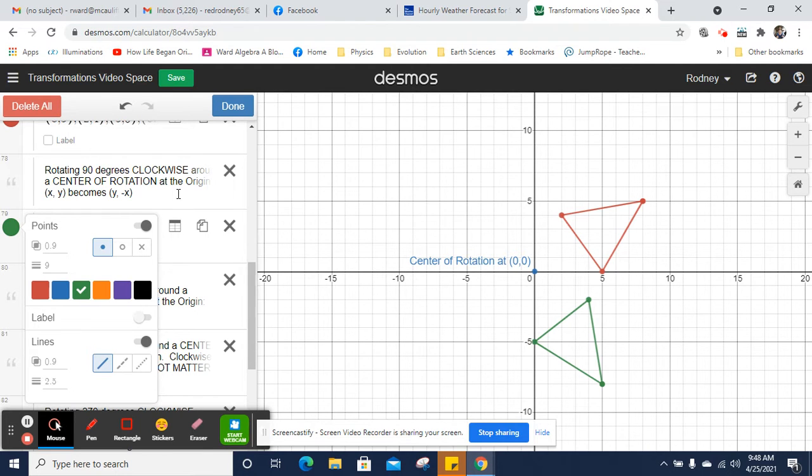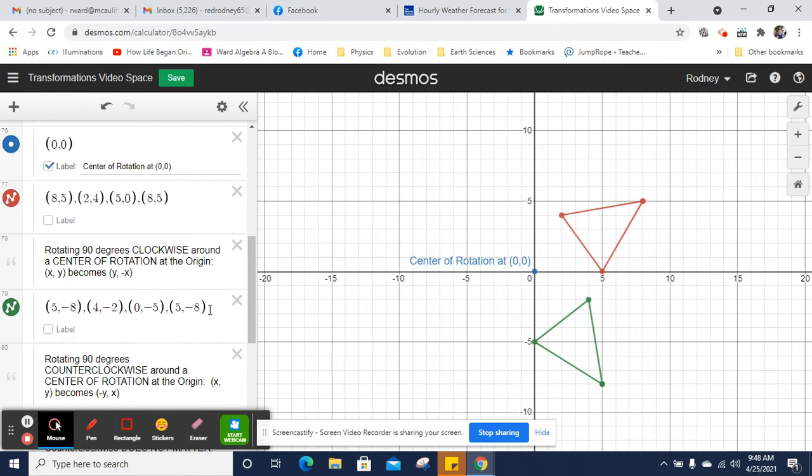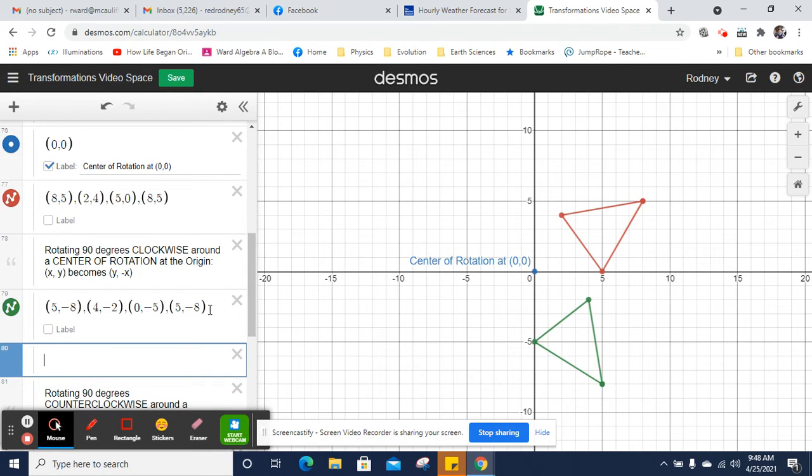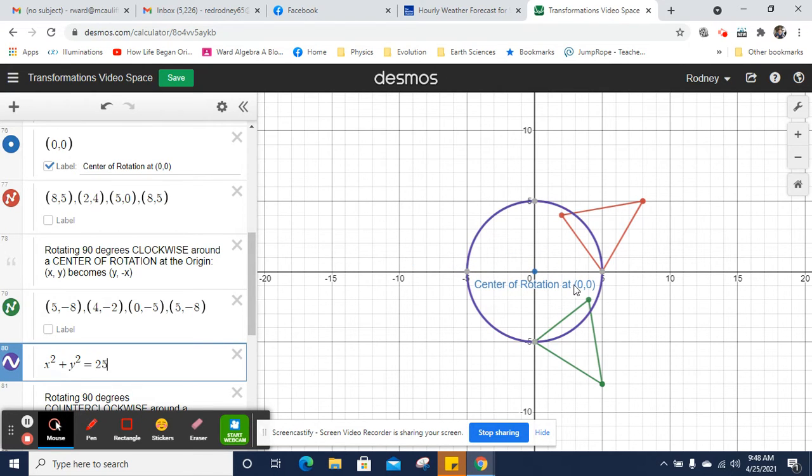In fact, I can make it clear that that has happened by plotting a little circle. I'm going to make a little circle that's centered at the origin. I'm going to say x squared plus y squared equals 25. And there, if you'll notice, it's gone through here and here. So this point has rotated along this. I could also set it here. That's a little trickier, but it's possible to do.